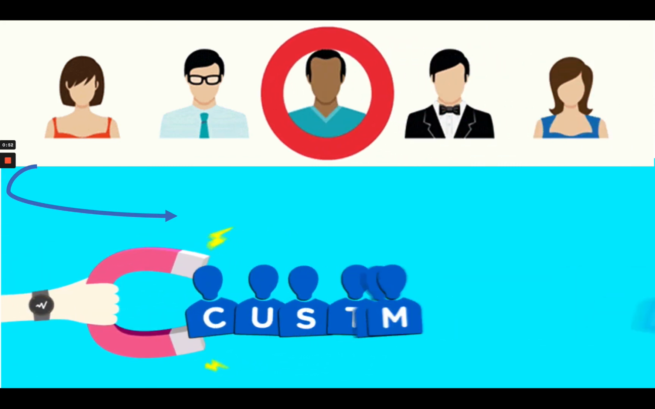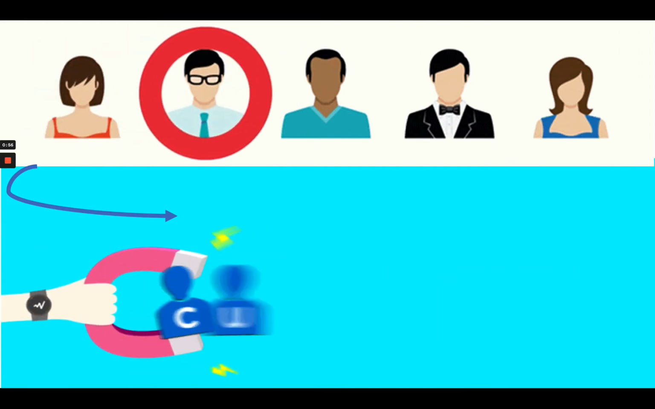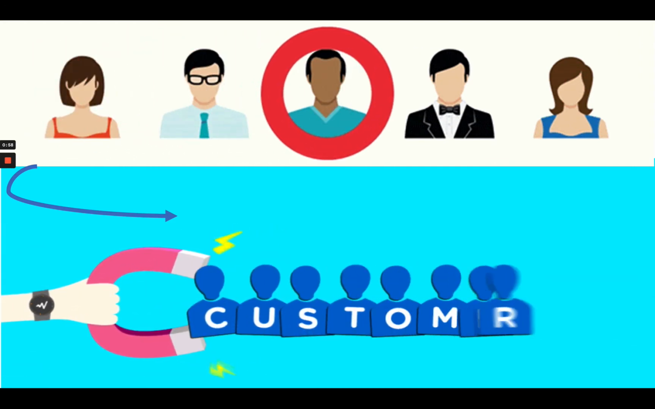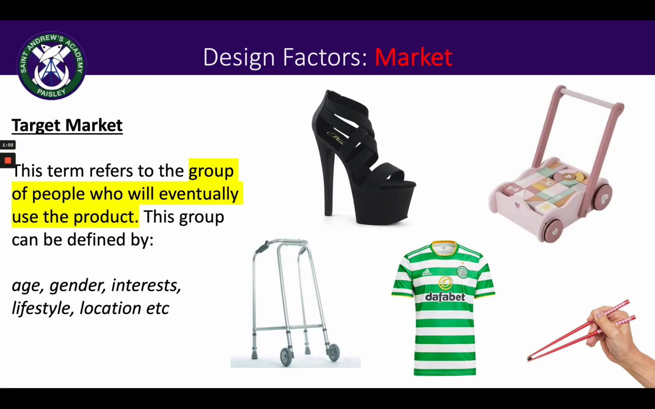And good designers who design successful products have clear target markets because they're designing something that people need or something that people want. A target market is a term that refers to the group of people who will eventually use the product. And this group of people can be defined by their age, their gender, their interests, their lifestyle, their location. And on the right here, I've just put a few products which can help support this.